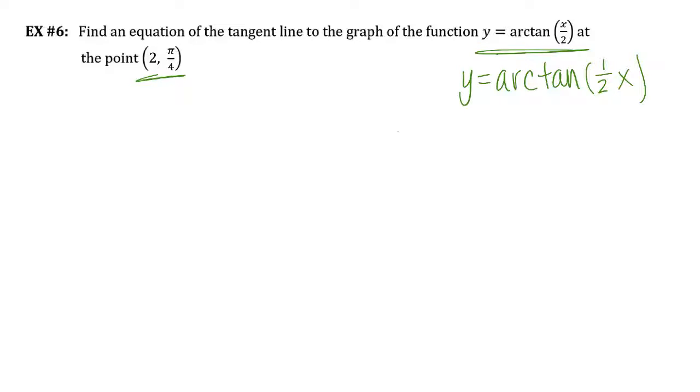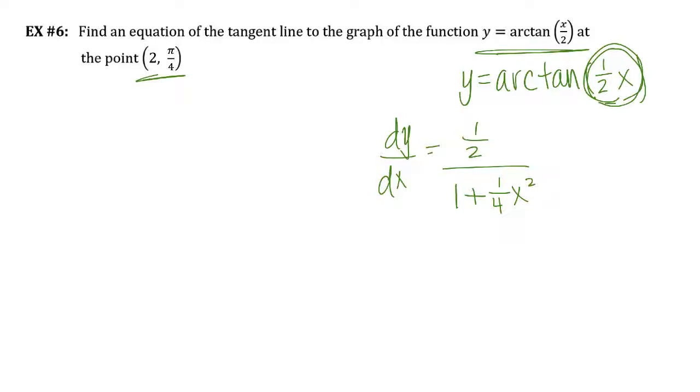Now we do need our derivative because I need the slope to write the equation of that line. So dy dx, and again, right here, we need our u prime, which is going to be 1/2 over 1 plus u squared, which is going to be 1/4 x squared. So that's going to be our equation for our tangent line.